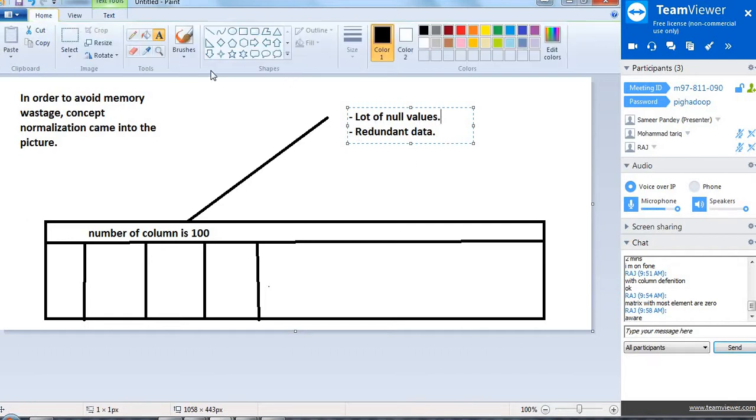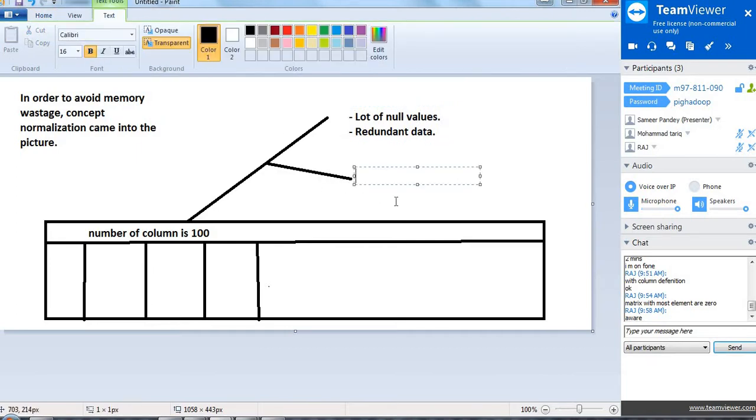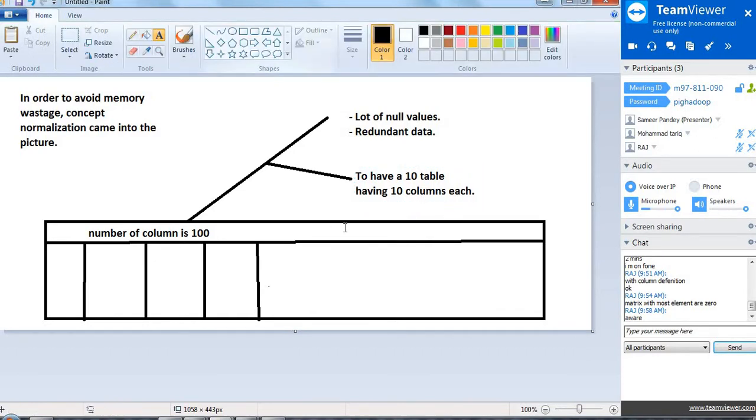What was the idea proposed? The idea was to have 10 tables having 10 columns each. This will avoid redundancy, and also the null values, because we will only have the limited things we need. So when we really want to combine two tables, we perform the join operation and we'll get the result.